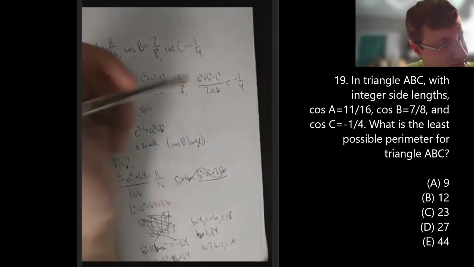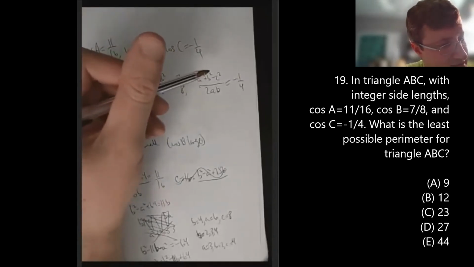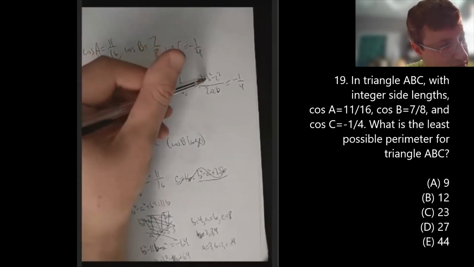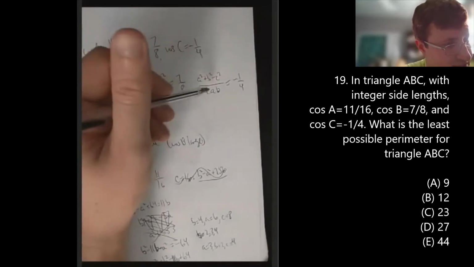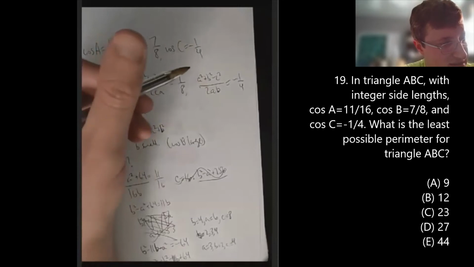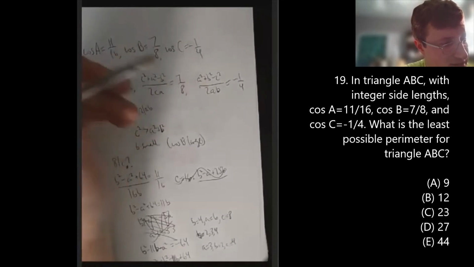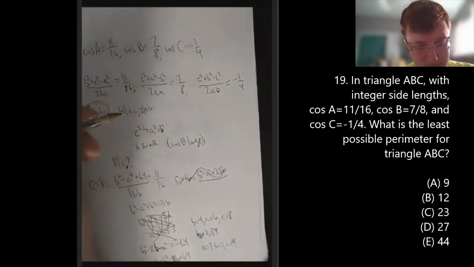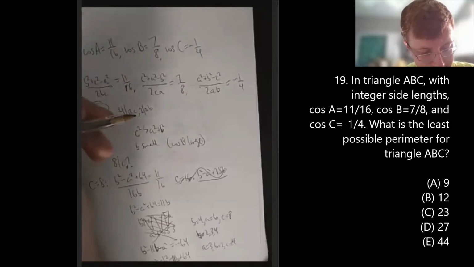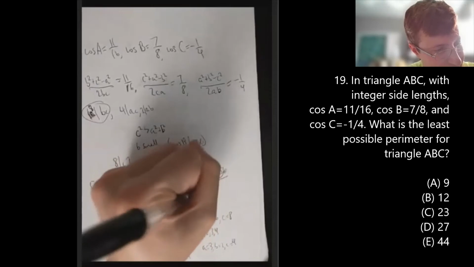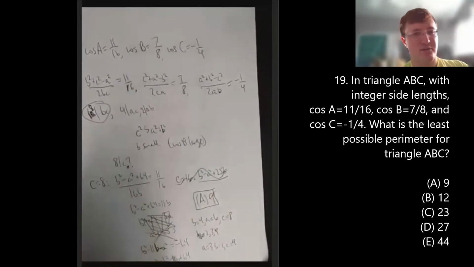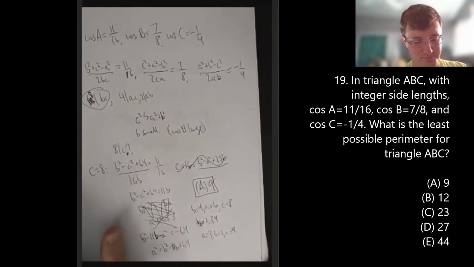That's 21 over 24, which is 7/8. Okay, and then I get 13 minus 16, so that's minus 3 over 6, sorry, minus 3 over 12. Okay, so 2, 3, 4 is my triangle. That was a lot of work for such a simple triangle. So the perimeter is 9. Whew.